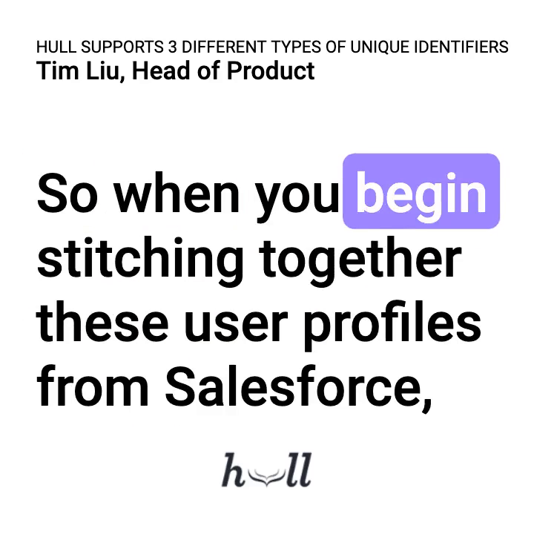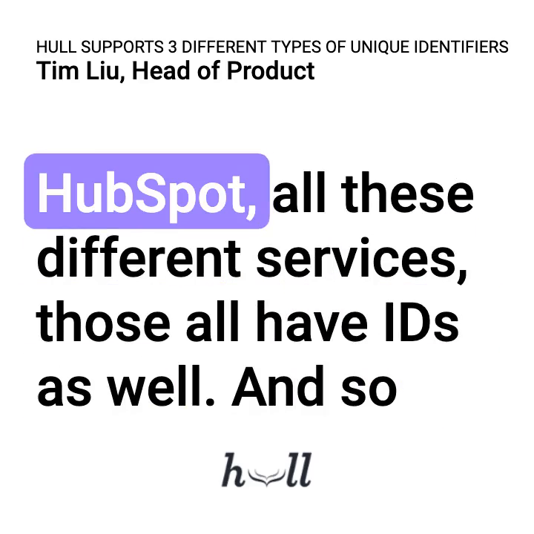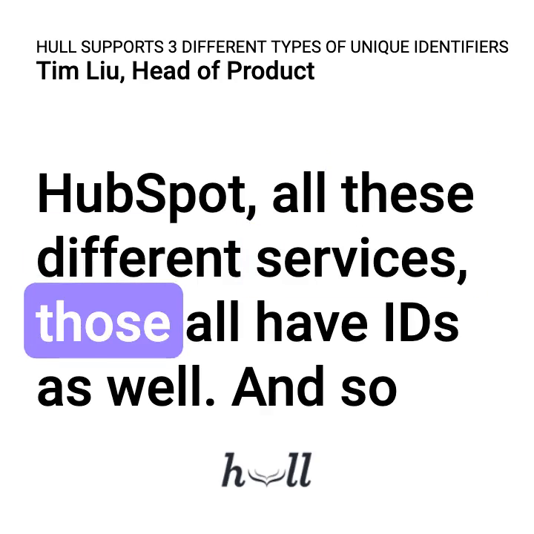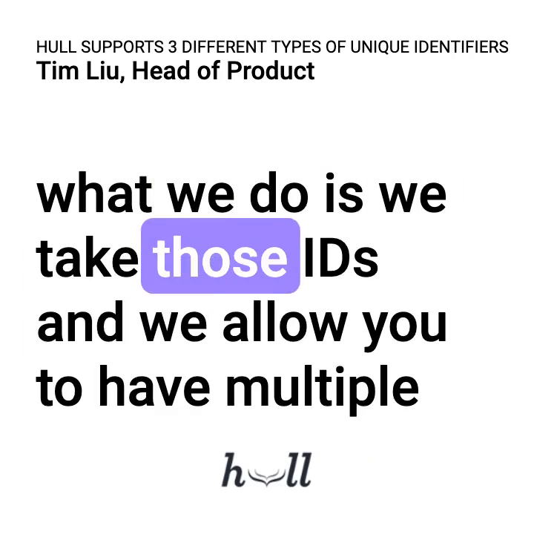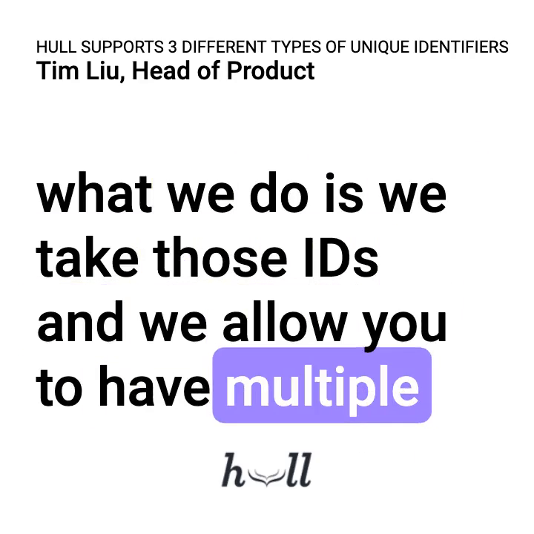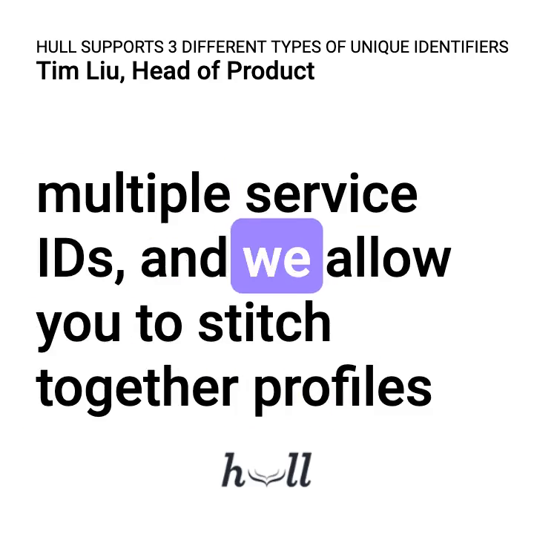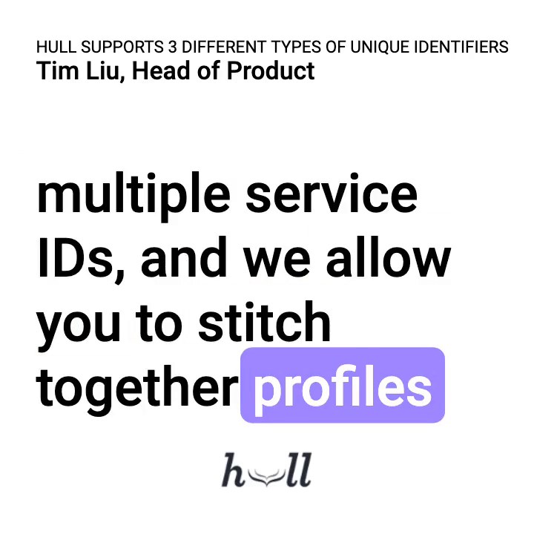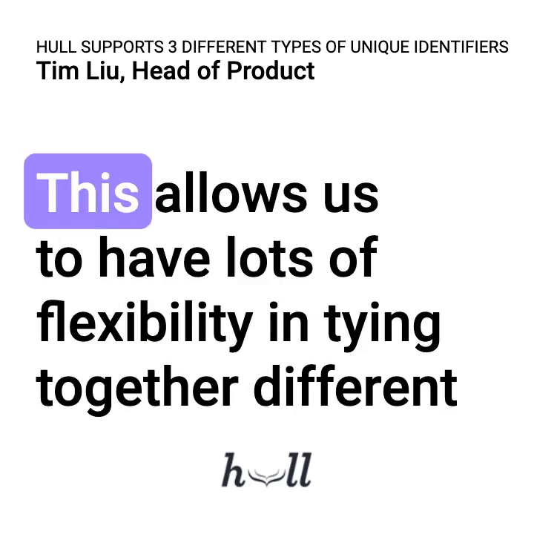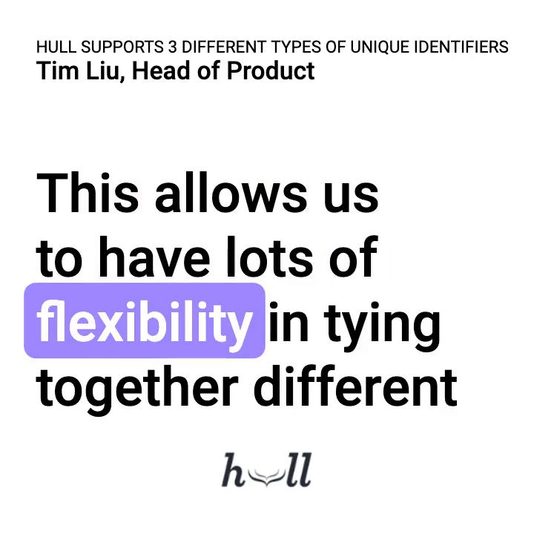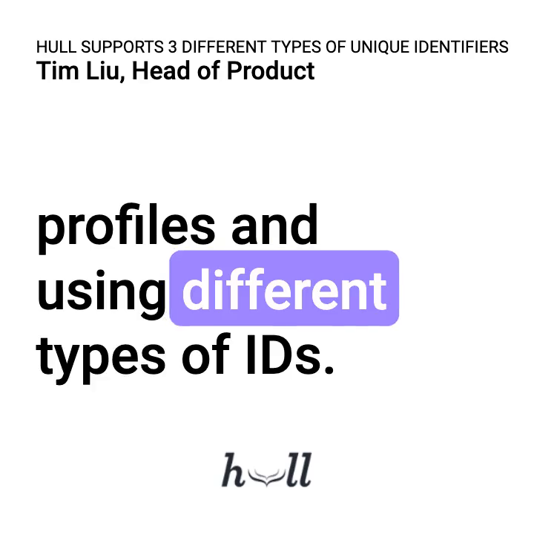So when you begin stitching together these user profiles from Salesforce, HubSpot, all these different services, those all have IDs as well. And so what we do is we take those IDs and we allow you to have multiple anonymous IDs, just like you can have multiple cookies and multiple service IDs. And we allow you to stitch together profiles based off of a collection of anonymous IDs. This allows us to have lots of flexibility in tying together different profiles and using different types of IDs.